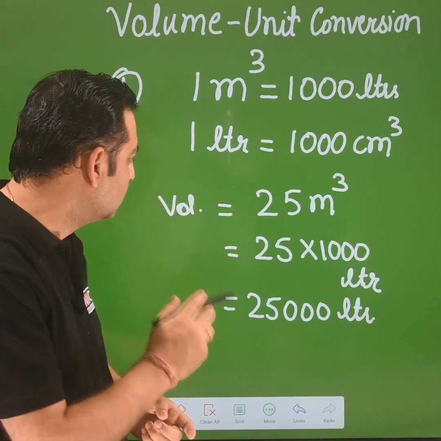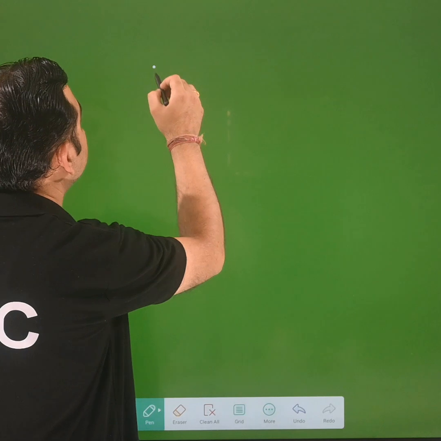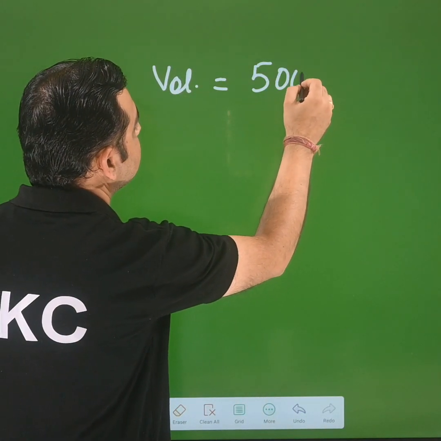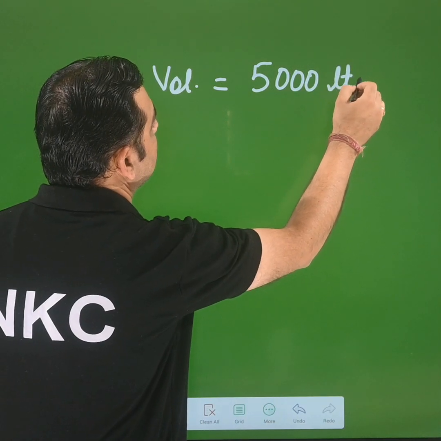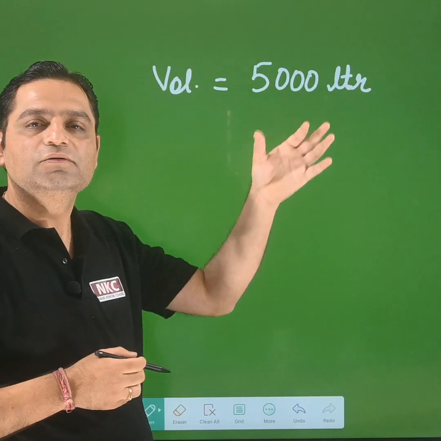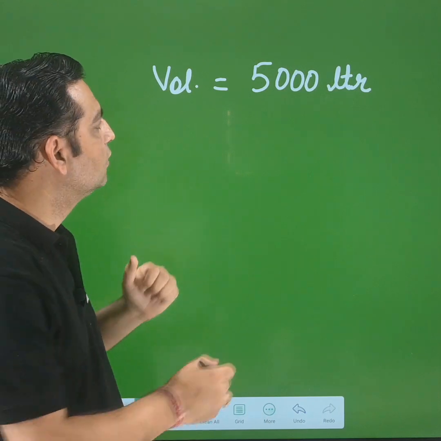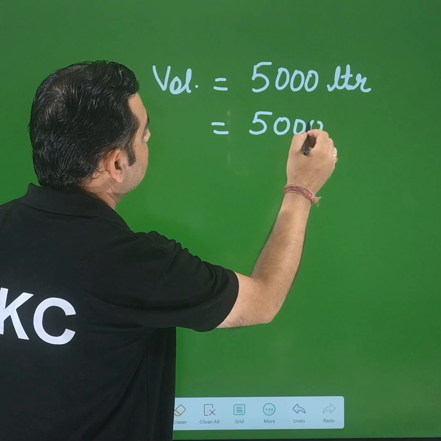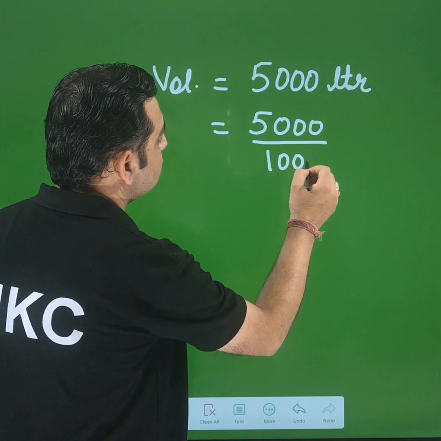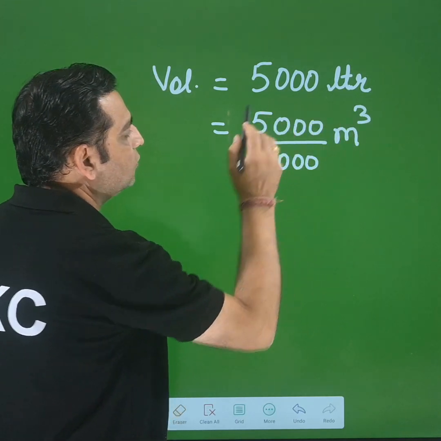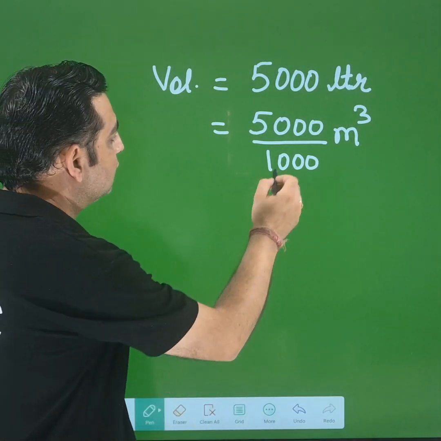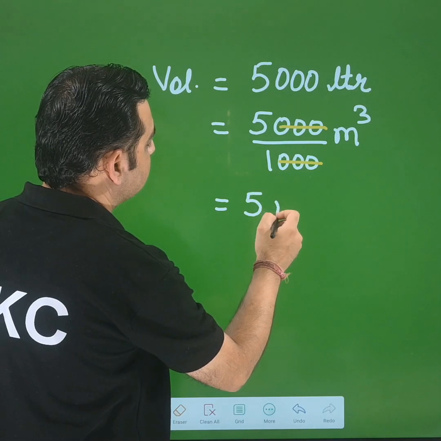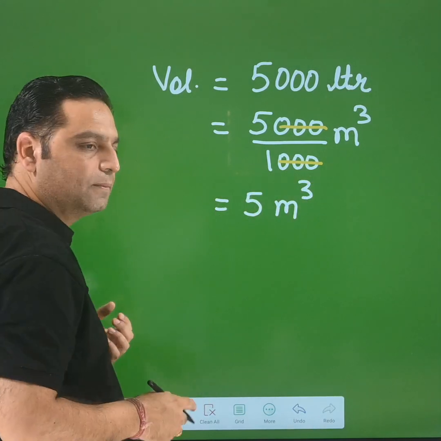And reverse. Let's suppose you are given some volume as, let's suppose, 5000 liters, and you want to convert it into meter cube. Then what will we do? You just need to divide it by 1000. It will be converted to meter cube. That's very simple. These three zeros are cancelled. That means it is 5 meter cube.